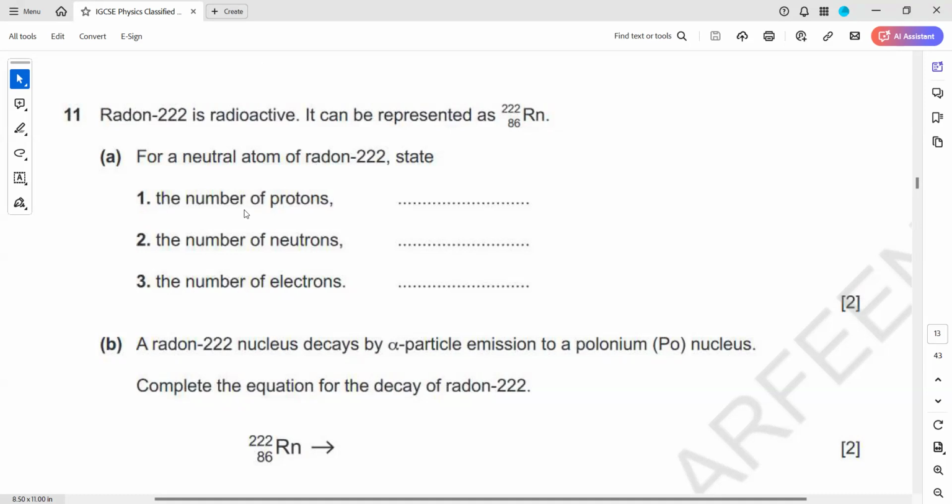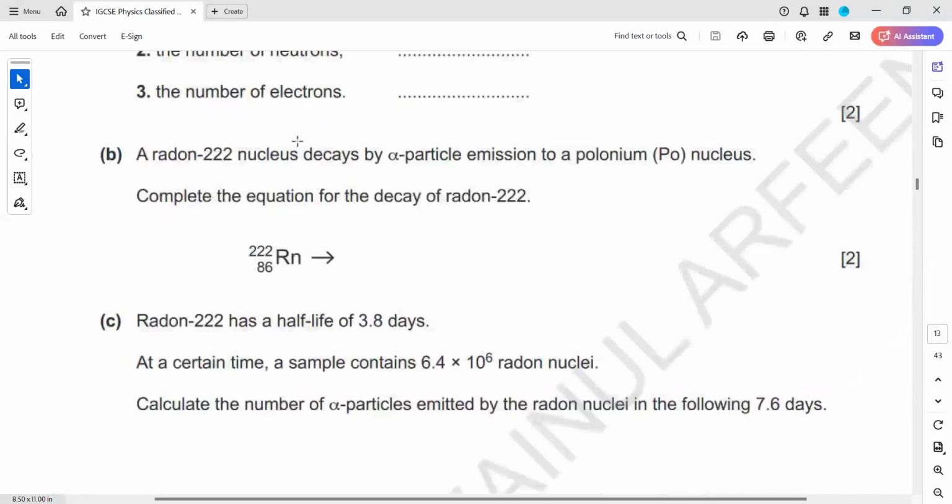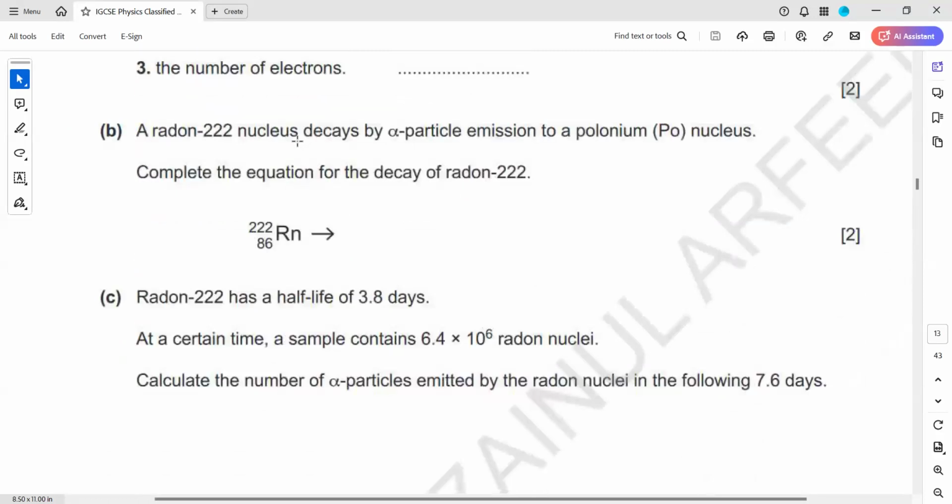How many protons should be there? Good. How many neutrons should be there? 222 minus 86 is equal to 136. And the number of electrons here? 86. Next is the marking scheme definition of radioactive.